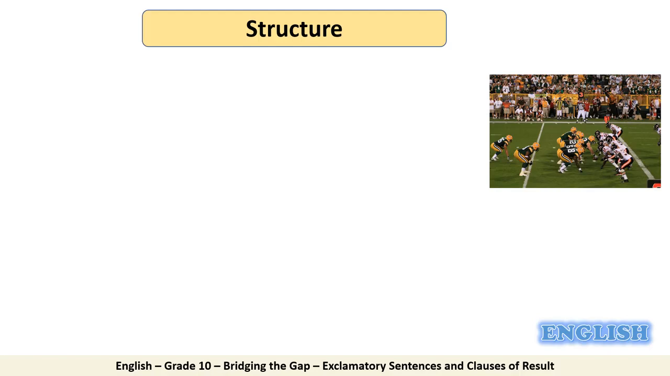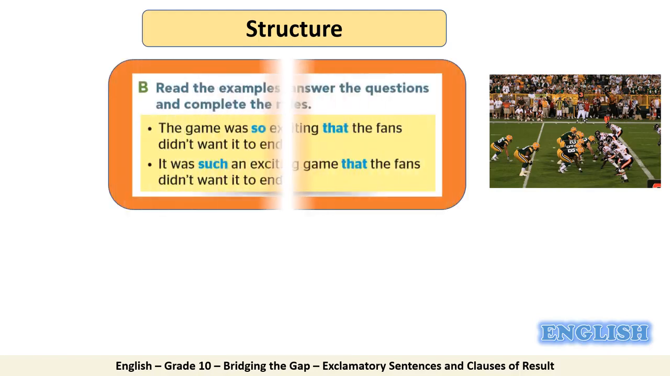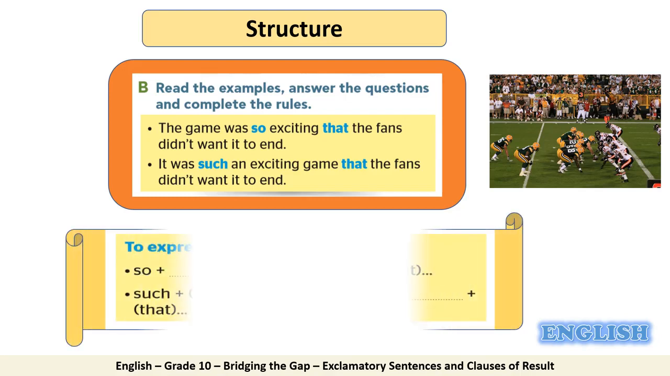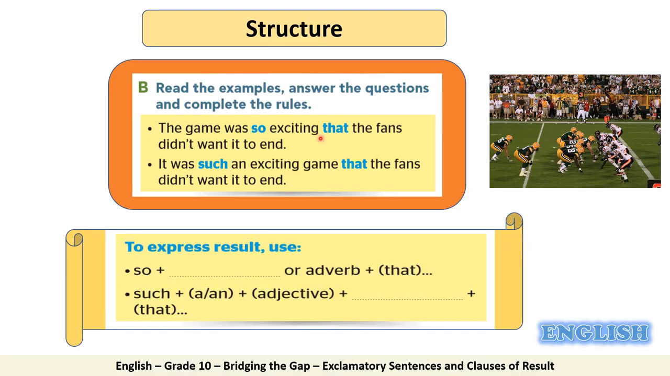Let's look at the structure or form of sentences expressing clauses of result with the help of some examples. As you can see, we often use so and such to talk about cause and effect. In the first sentence, we have so followed by an adjective plus that and the clause. So to express result, we use so plus adjective or an adverb plus that and the clause.